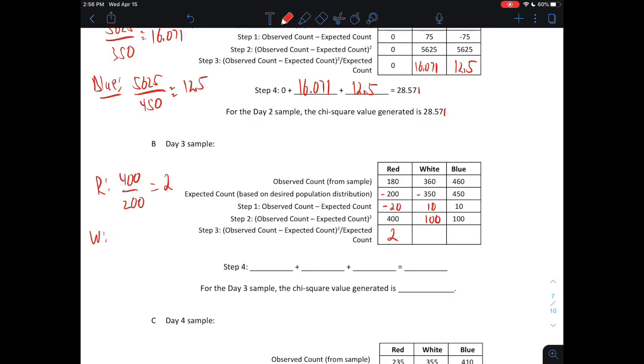For white, I'm going to take 100 divided by 350. And that gives me 0.286.